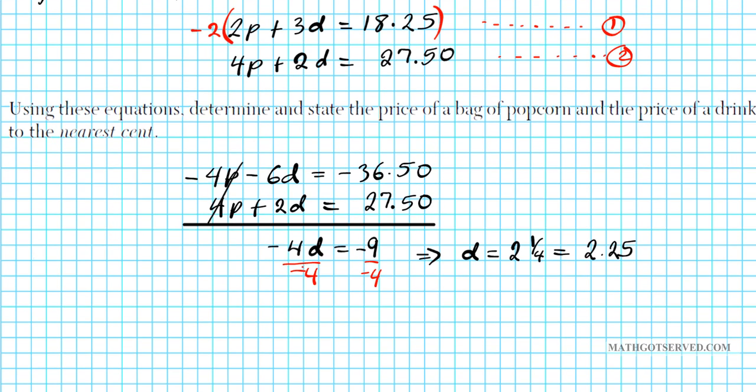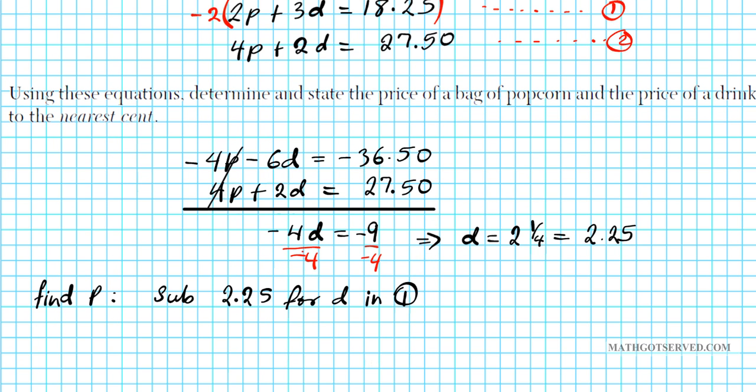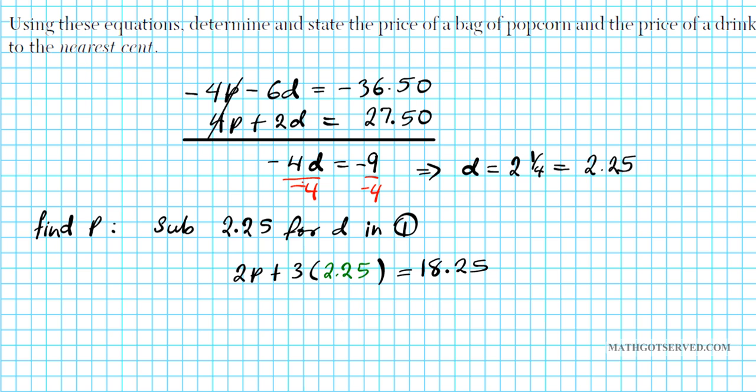Perfect. Now let's go ahead and find the unit price for popcorn. Okay, so let's find P. Now, how do we find P? We can just plug in this answer that we got into any of these equations. Okay, so what I'm going to do is substitute 2.25 for D, and how about we use equation 1? All right, so if I do that, I'm going to have 2P plus 3 times, instead of D, I'm going to put in the answer for D, which is 2.25, equals 18.25. And then just solve this equation for P, and we'll be done.